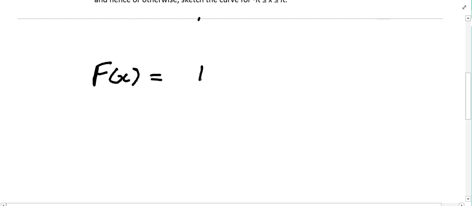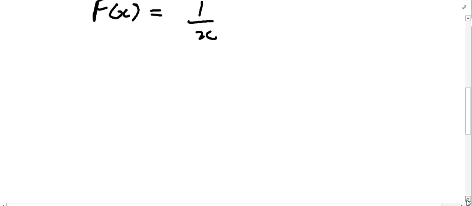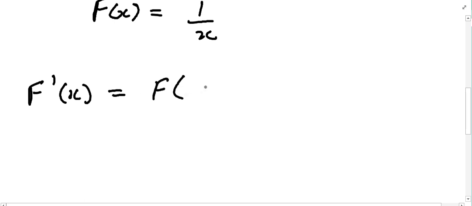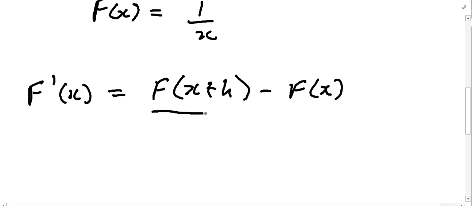Okay, let me quickly write down the expression. You have been given f of x is equal to 1 over x, and you have been asked to use the first principle. From the first principle, dy/dx, which can also be written as f prime of x, is simply equal to f of (x plus h) minus f of x, over h. Please don't forget to put the limit there, lim as h approaches 0.